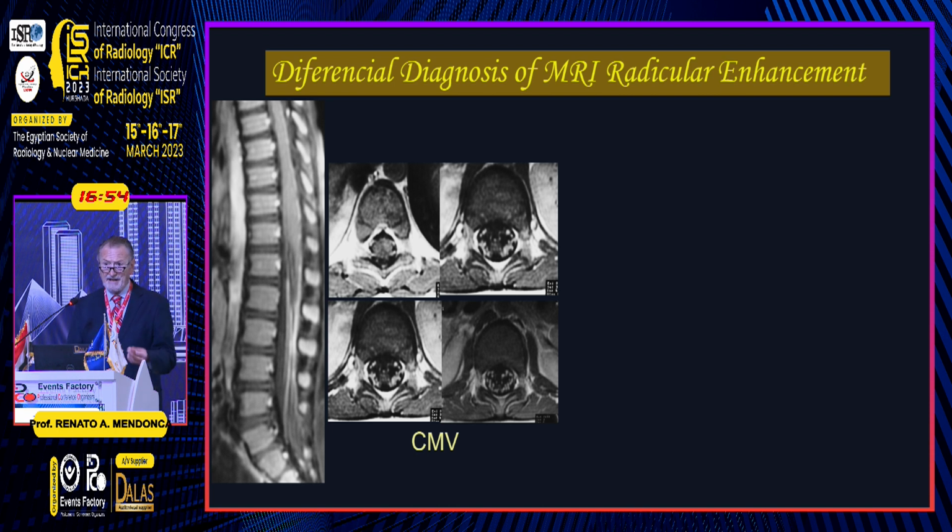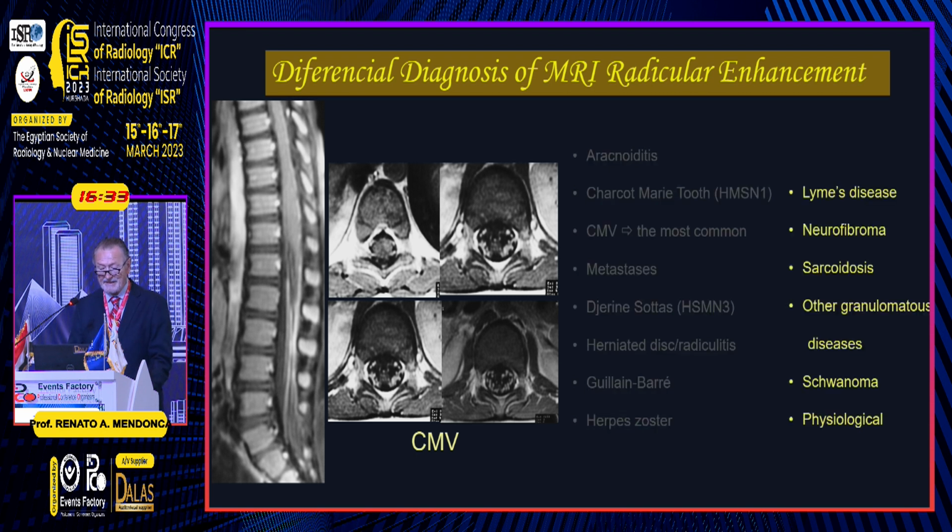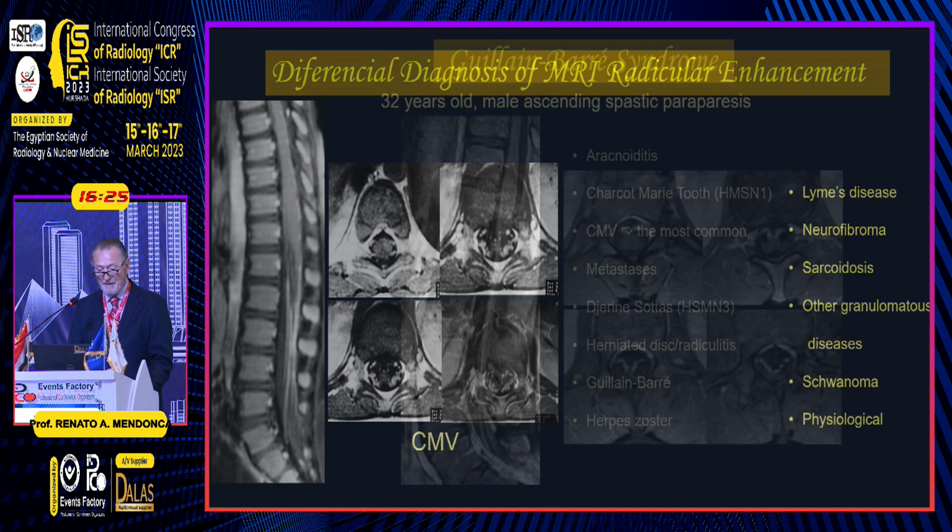So when we see a strong enhancement of roots, the first thing we think is cytomegalovirus, but in no way is it specific. We have all these cases of enhancement of roots. It's a big differential, and we always have to have the support of laboratory data. Cytomegalovirus is more common, but there are a lot of causes of root enhancement.